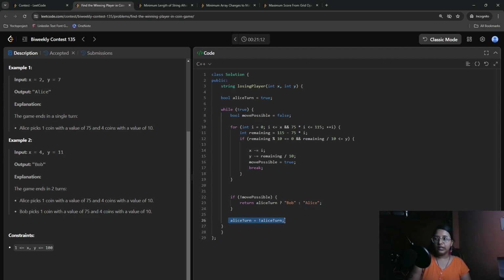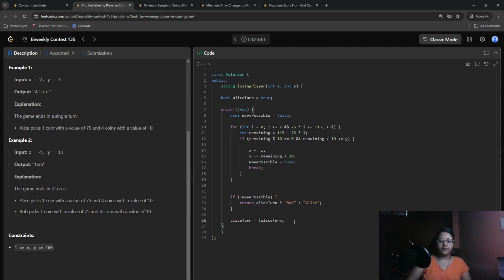Here we are switching the turns. When this for loop is done, it will come out and check the turns. If Alice was doing the turn, then the next turn would be of Bob. So that is how we are checking all the possible combinations, so that we don't miss any of them. That is the thing. But anyhow, this is a brute force solution, so that is one thing.